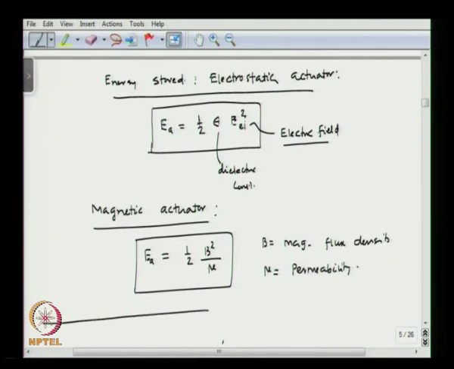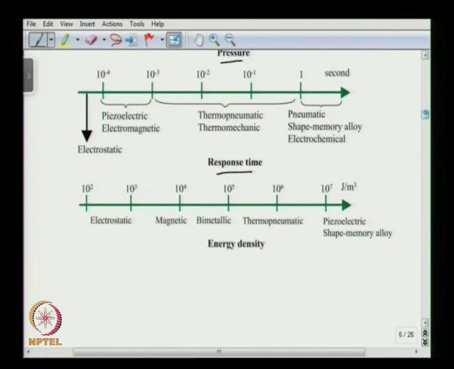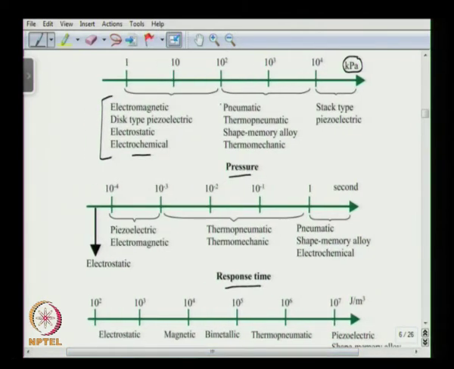So, with those design conditions, let us look at the response time and the pressure characteristics of different types of microvalves. So, here we see the pressure, the response time and the energy density of different types of microvalves. You can see the pressure is given in kilopascal, and for the low pressure range, somewhere between 1 to 100 kilopascal, we would have electromagnetic, piezoelectric, electrostatic and electrochemical. In the medium range between 10 to the power 2 and 10 to the 4 kilopascal, we would have pneumatic, thermopneumatic, SMA (shape memory alloy) and thermomechanical.